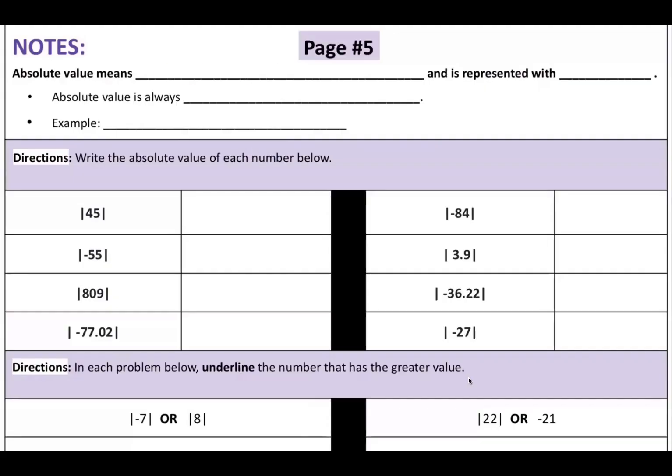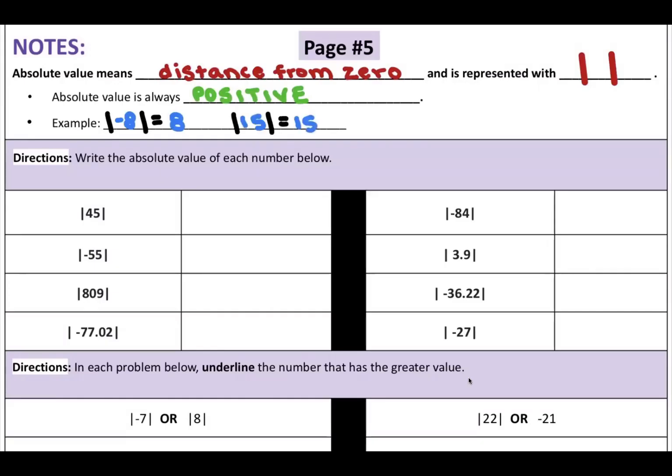Absolute value means distance from 0 and can be represented by these two lines. Absolute value is always positive. An example is the absolute value of -8 is 8, and the absolute value of 15 is 15. So anytime you see those lines, it means it's positive. So the absolute value of 45 is 45. The absolute value of -55 is 55. Your answers are always positive with the absolute value.